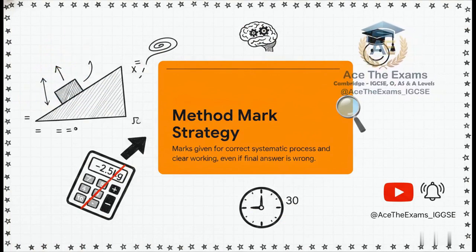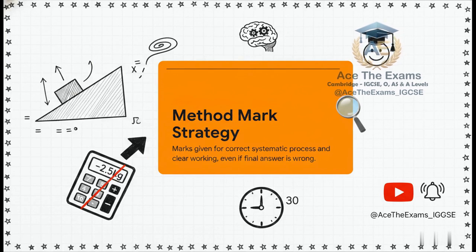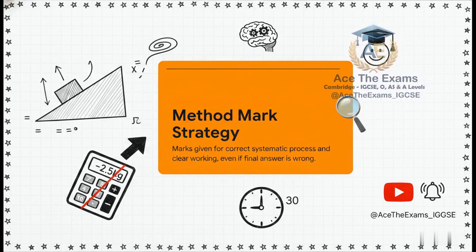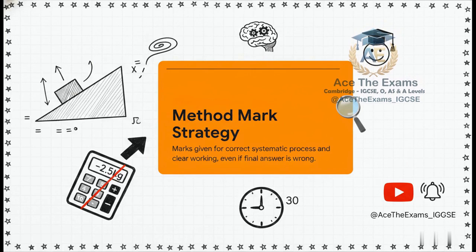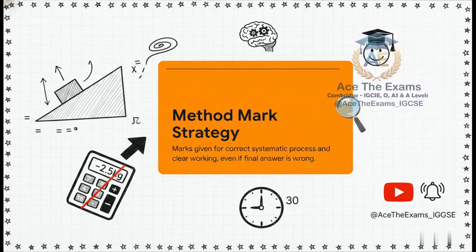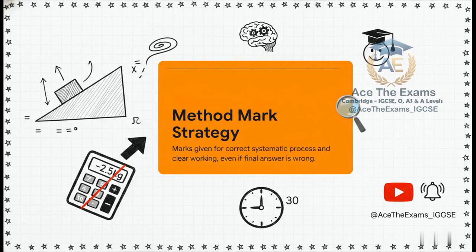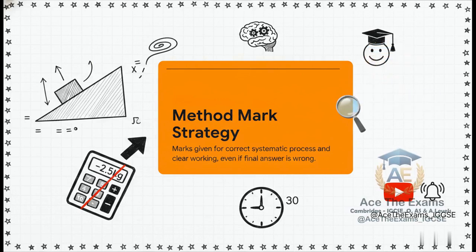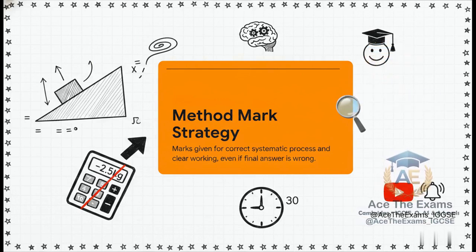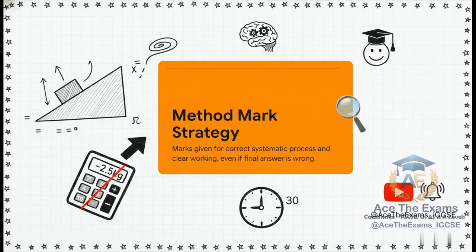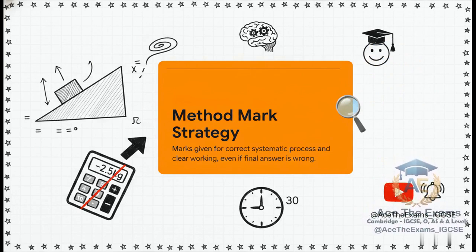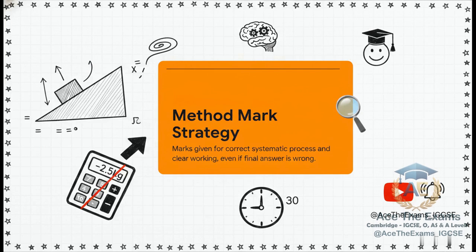Let's say you're under intense time pressure. You've drawn the diagram, you've set up your equations, but somewhere in the heat of the moment, your calculator spits out a negative mass. You know it's wrong, but you only have 30 seconds left on the clock. What do you do? Well, if you've been using the method mark strategy, you don't panic, because method marks are awarded for demonstrating the correct systematic process and showing clear working, even if that final numerical answer is dead wrong.